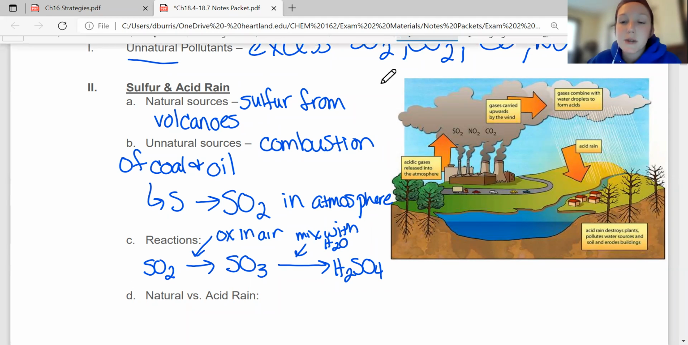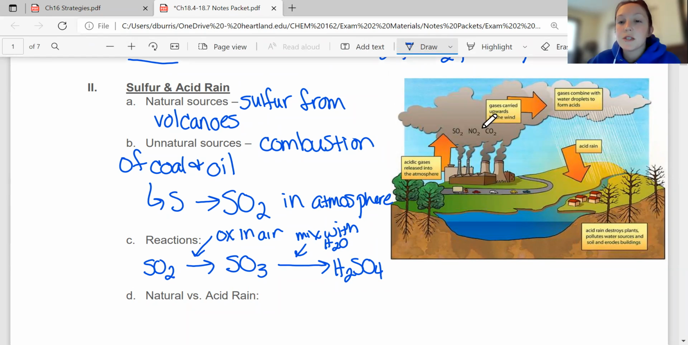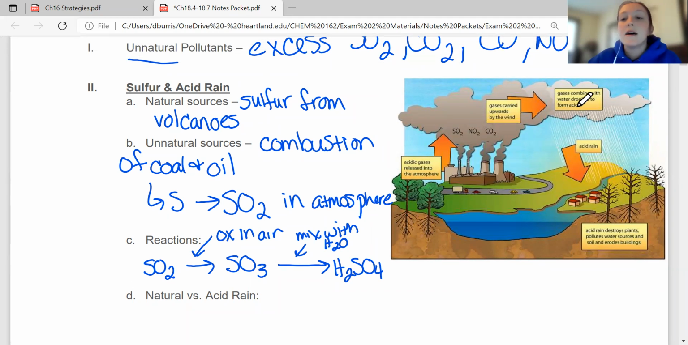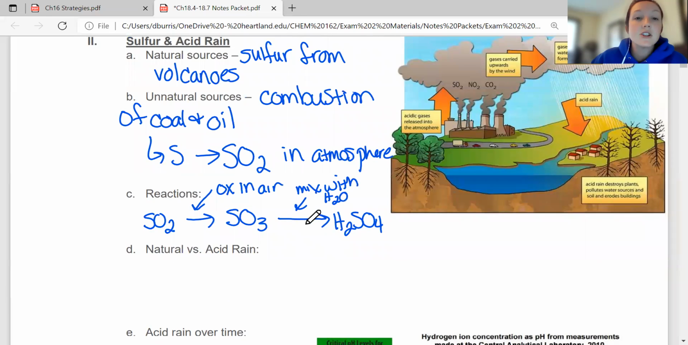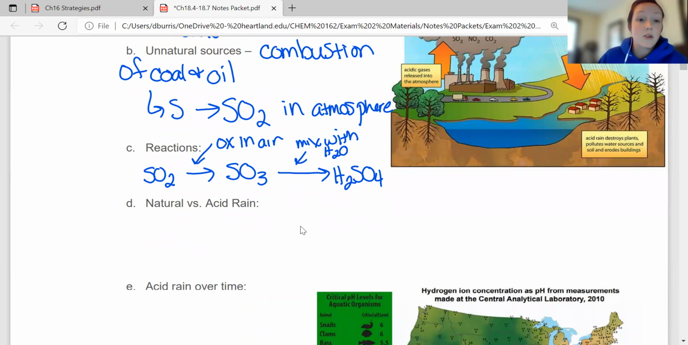If you're looking at this picture, a lot of the pollutants, and we're going to talk about NO2 and CO2 also, but right now we're focusing on SO2. When it gets produced, it goes upwards and gets into the clouds. Once it comes back down, that's how we get acid rain, which of course can destroy all kinds of plant life.